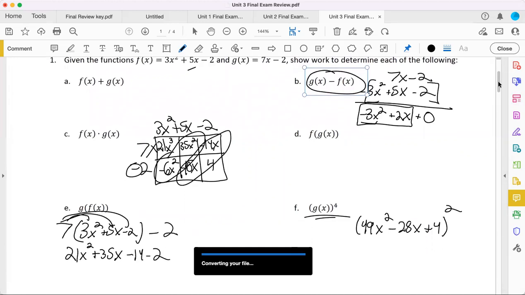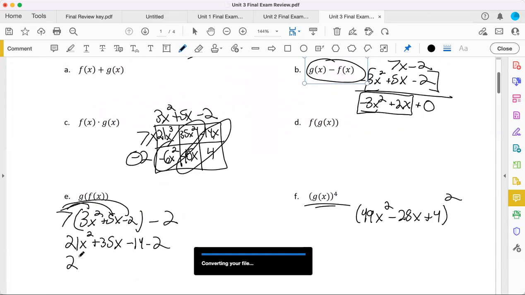And then combine your constants. Light work. At least for this one. I don't think this one's too bad.